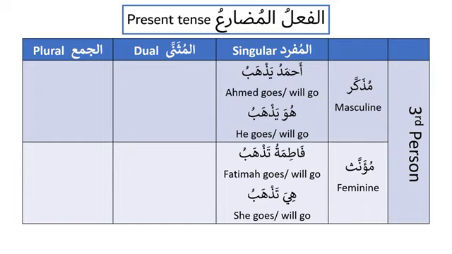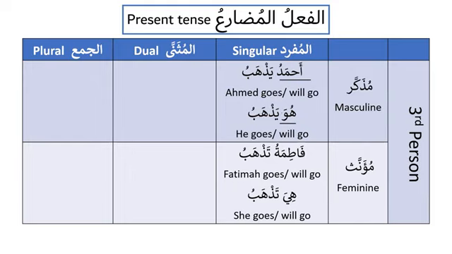The second part of the lesson, we will be introduced to the present tense. The present tense in Arabic is called al-fi'l al-mudari'u. Generally, when we talk about the verbs in Arabic language, we start from the third person. For example, when we talk about mudhakkar or masculine, so we say Ahmad, or for Ahmad, we will use the pronoun that we have learned already, which is huwa.